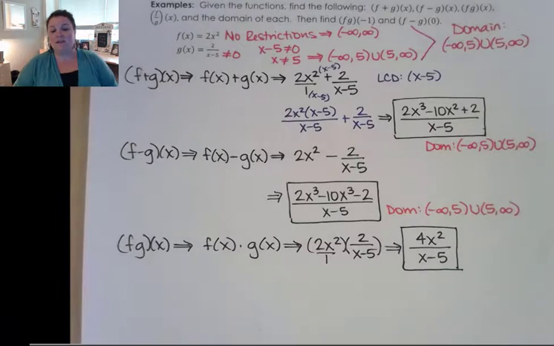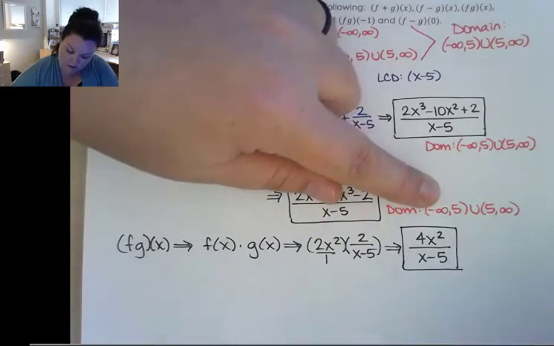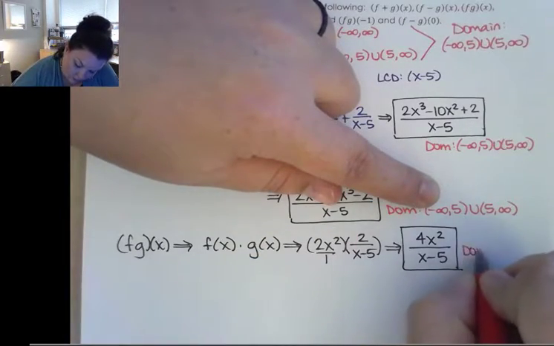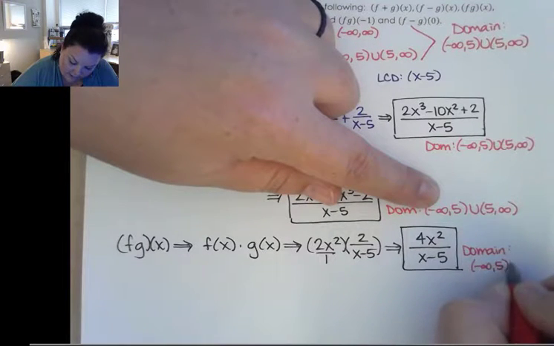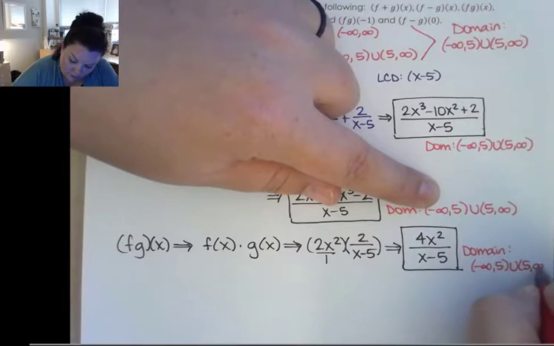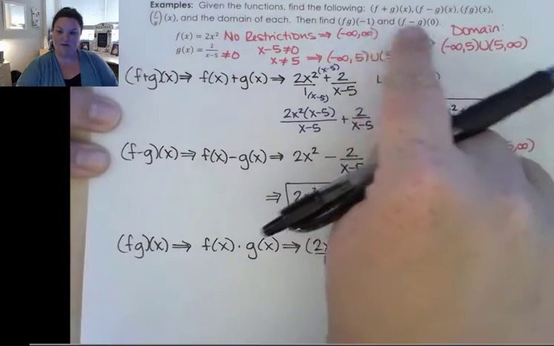And if you notice, the only domain restriction we have is that original issue in the denominator where x can't be 5. But we already have that covered, so again, our domain is going to stay the same. Negative infinity to 5, 5 to infinity. Okay? All right, we got one more function to come up with, and then we'll do some evaluating.